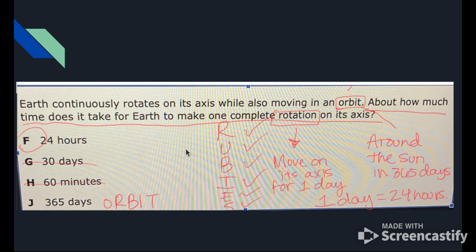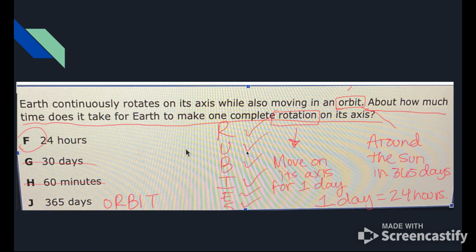So I know that I've already read the question, so I'm going to put a check mark on red. Now I'm going to underline my question to think really, really specifically about what it's asking me. And it's asking me about how much time does it take for the Earth to make one complete rotation on its axis. So I have underlined the question. I'm going to check mark it.